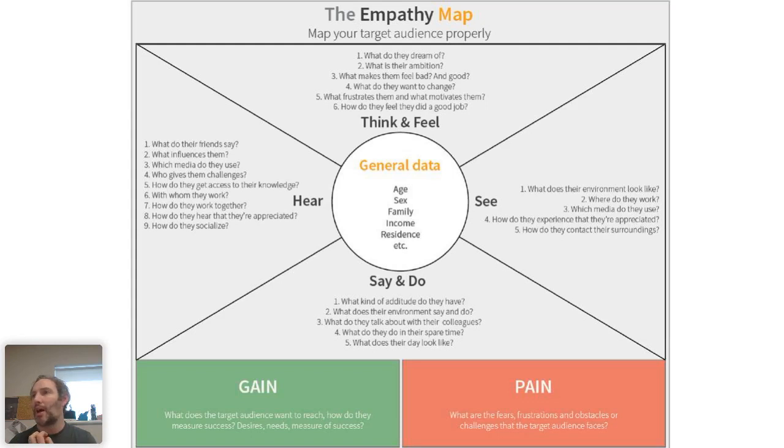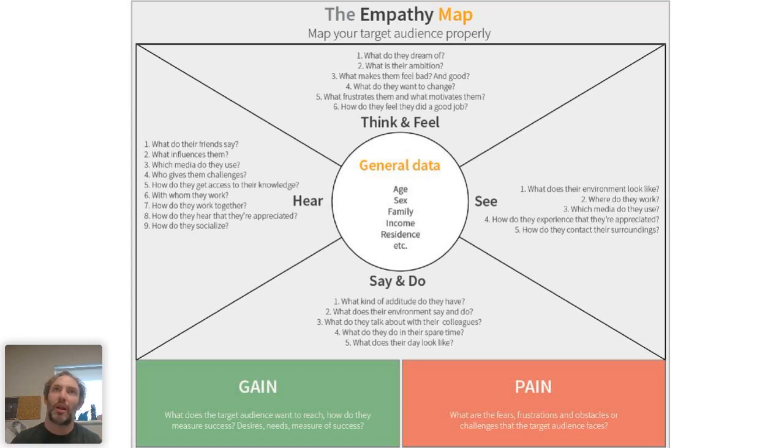What kind of attitudes do they have? What does their environment say and do? You know, there's loads of little different prompts there that you can work through. What do they hear? What do they hear from their friends? Who influences them? Who do they work with? All those sorts of things.